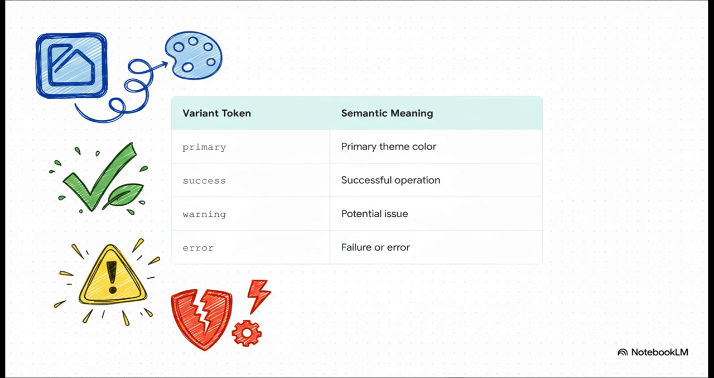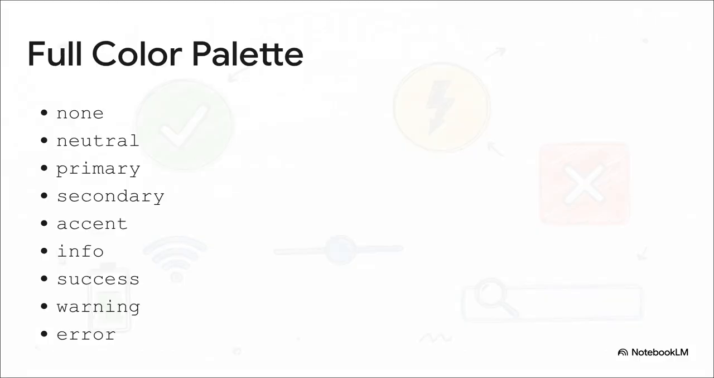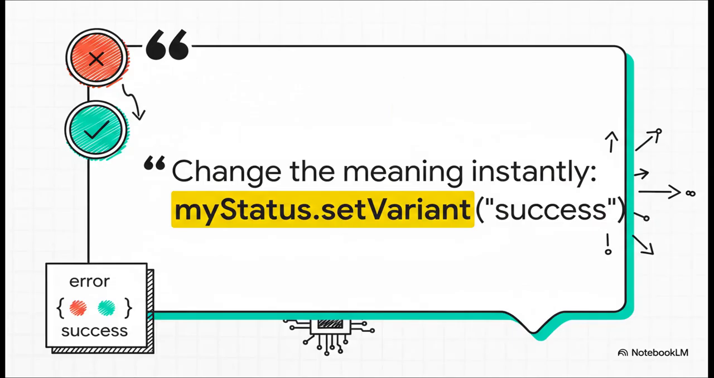And these are the big ones you'll use all the time. Of course, you've got primary to match your app's main theme color, but then you get these really useful ones: success for when everything's good, warning to give a little heads up, and error for, well, when things break. But wait, there's more. For anyone who wants to see the whole shebang, here's the full color palette. You've got options like info, secondary, accent, tons of choices. The point is, the flexibility is totally there if you need it. And you guessed it, just like size, it's just one simple line of code. myStatus.setVariantSuccess. Boom! You can switch from error to success instantly, and the UI just works.